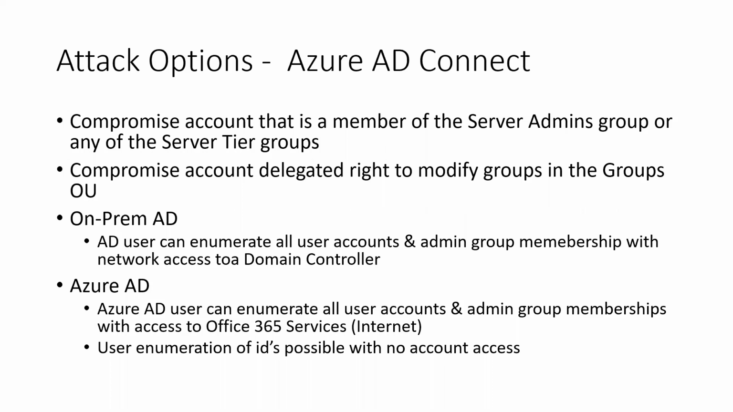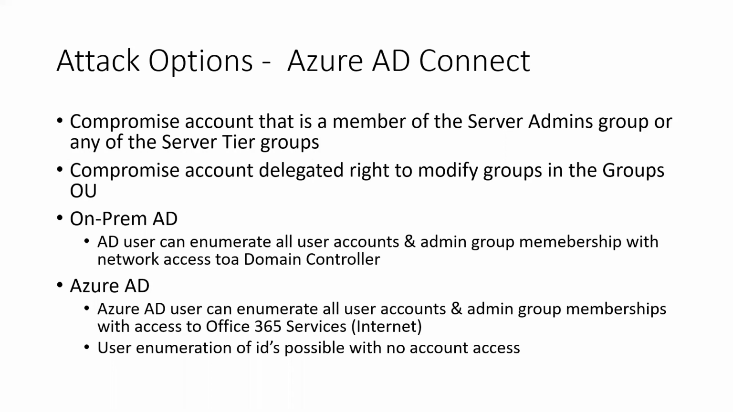But you can find these accounts and see what attack paths these accounts have. It's good to know about it. Just a little bit about enumerating AD objects, both on-prem and Azure AD. On an on-prem AD, any AD user can enumerate all user accounts and admin group memberships with network access to a domain controller. So any authenticated user in your domain can basically enumerate group memberships, groups, and all the basics of that.